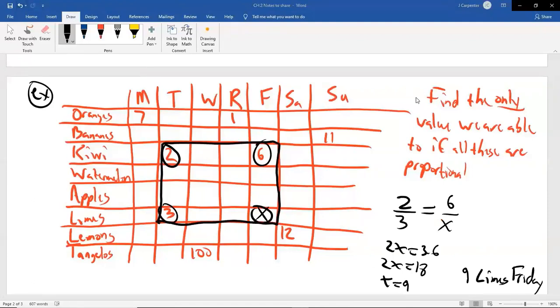So in the previous example, the 2 and the 3 were talking about apples and oranges. Now I've made them kiwis and limes. So that's why this is not going to be oranges anymore. This unknown was in the limes position.